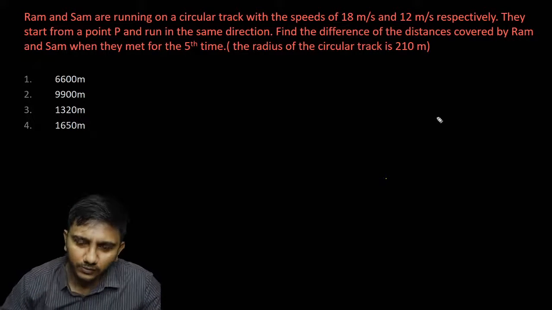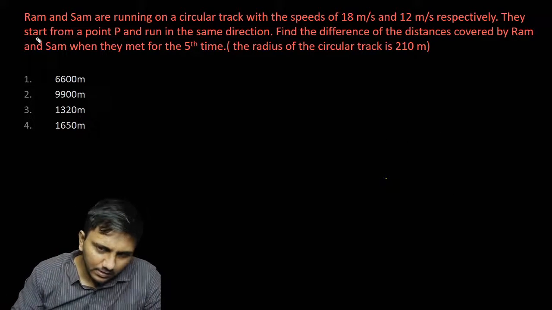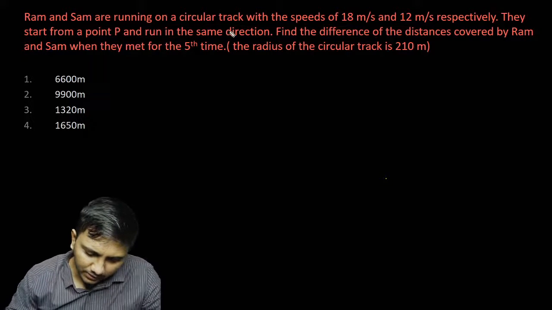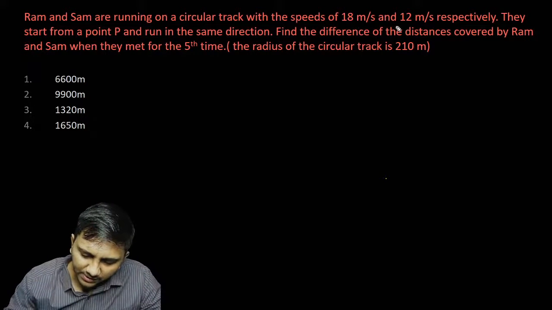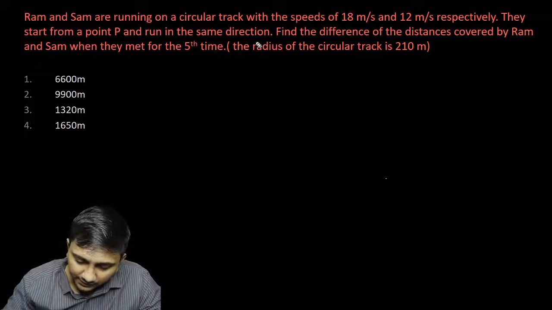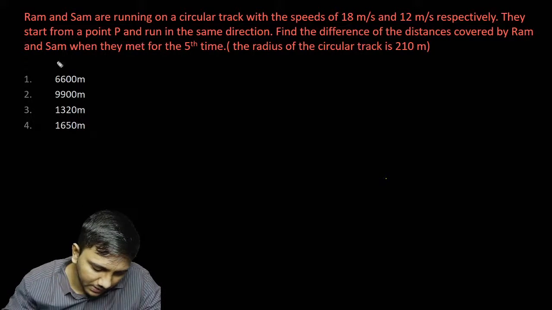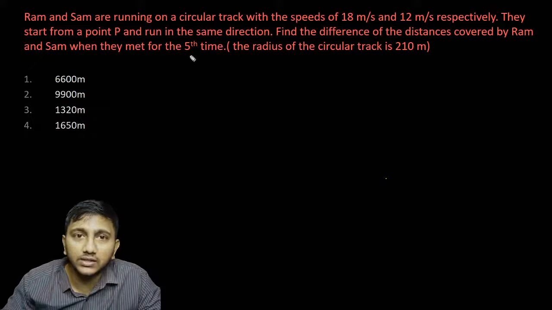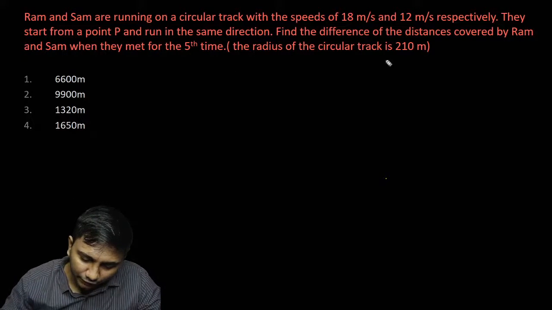Great, let's discuss this one. Ram and Sam are running on a circular track with speeds of 18 meters per second and 12 meters per second. They start from a point P and run in the same direction. Find the difference of the distances covered by Ram and Sam when they met for the 5th time. The radius of the circular track is given.